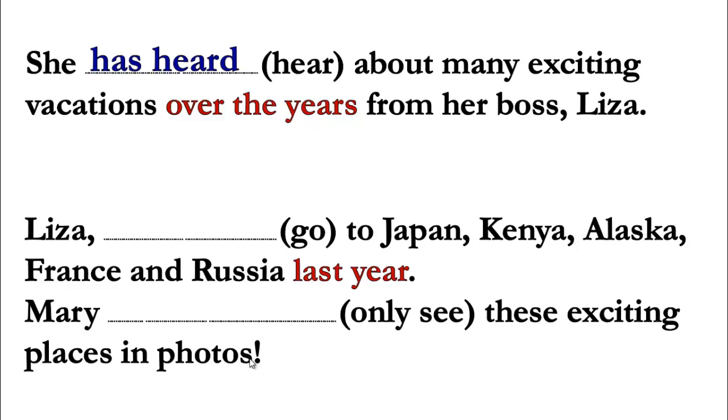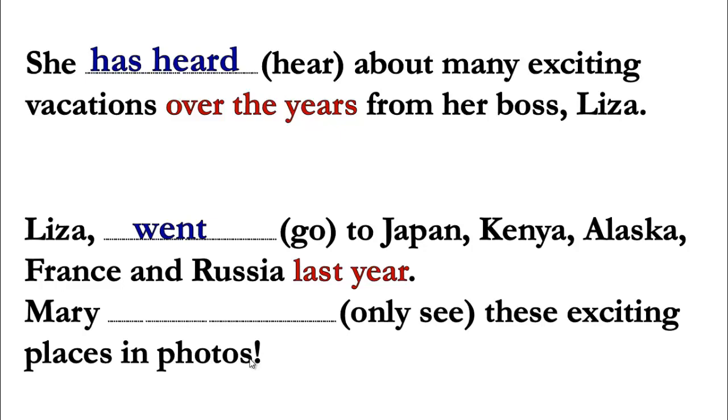Well done. Next point. Lisa, space, go to Japan, Kenya, Alaska, France, and Russia last year. Look at this one. You have last year. Yes, that's right. So this one is past simple. What is the verb 2 from go? Who can say this? It's an easy one. Yes, excellent. It's going to be went. So Lisa went to Japan, Kenya, Alaska, France, and Russia last year.